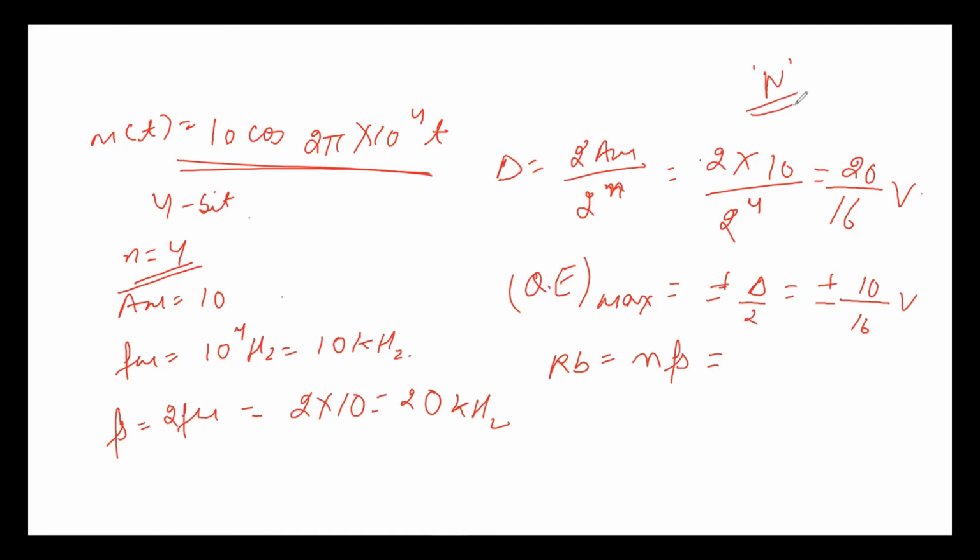Here, what is capital N? Capital N is the number of message signals. Here only one signal I am using, so for this, capital N is equal to 1. Now N into Fs. So n is 4 and Fs is 20 kilohertz. So bit rate will be 80 kilohertz.